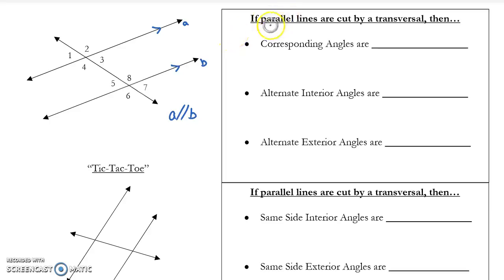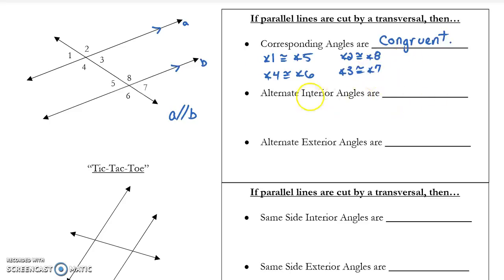up. So if my lines are parallel and they're cut by a transversal, then my corresponding angles are congruent. When they're congruent, I can set them equal. Corresponding angles would be angle 1 is congruent to angle 5. Angle 4 is congruent to angle 6. Angle 2 is congruent to angle 8. And angle 3 is congruent to angle 7.